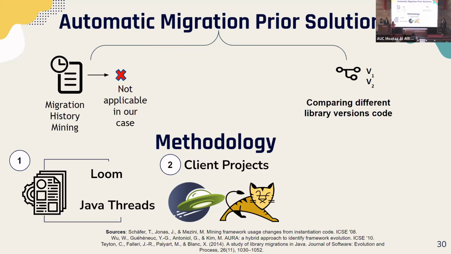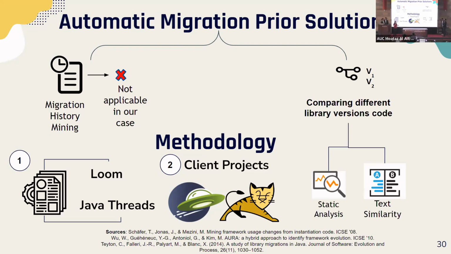Another set of migration techniques was comparing different library versions using either static analysis or text similarity. However, text similarity also depended on having code bases that have been using Loom in order to train the data, so we couldn't use it. Static analysis was found to be promising. However, some of the techniques were limited to one-to-one mappings, and with Loom there are many-to-many mappings and one-to-many mappings, which is actually what will contribute in this project.